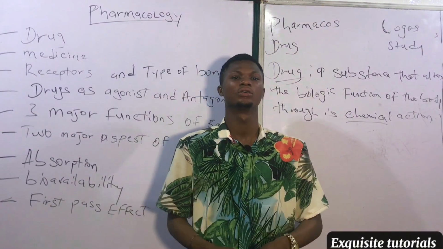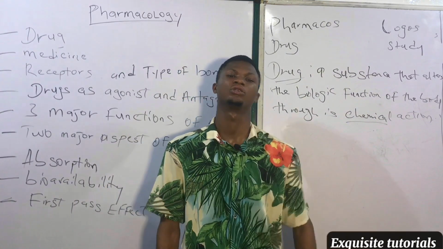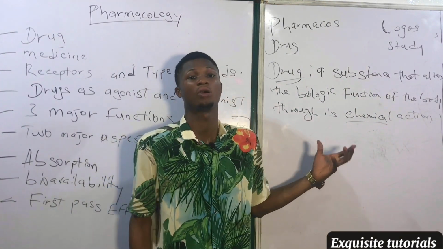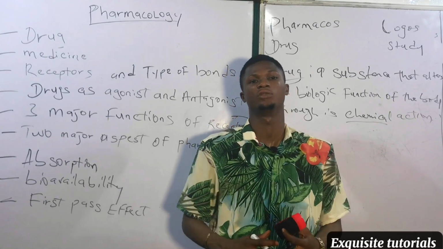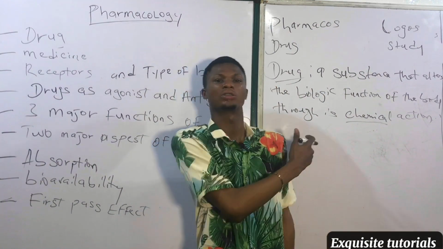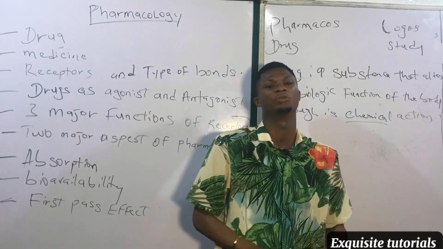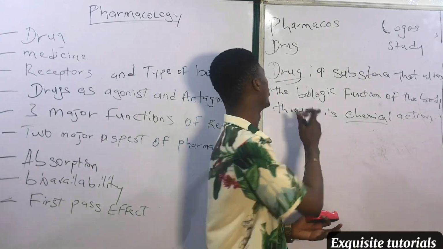So for a drug, there must be a chemical action for it to alter the biological function of the body, because it's not only drugs that alter the biological function of the body. There are other biological substances in the body, like your hormones, your enzymes, your neurotransmitters, that alter the biological functions of the body. But once you introduce a substance that has a chemical action, we'll call it a drug.